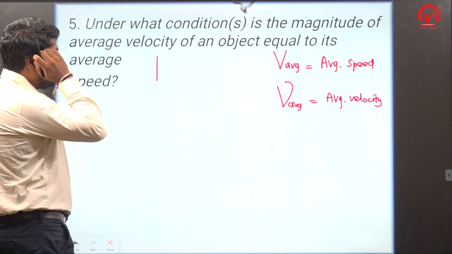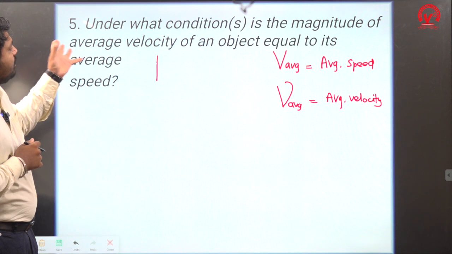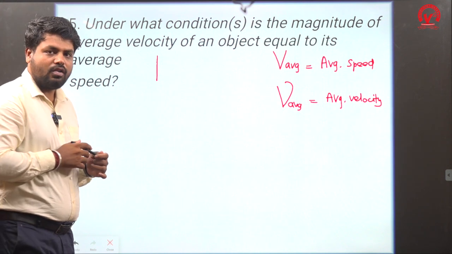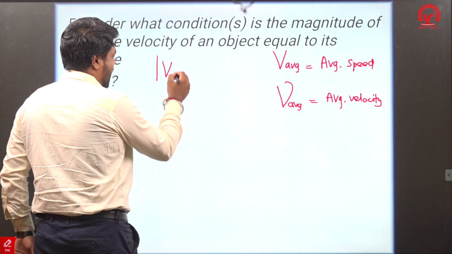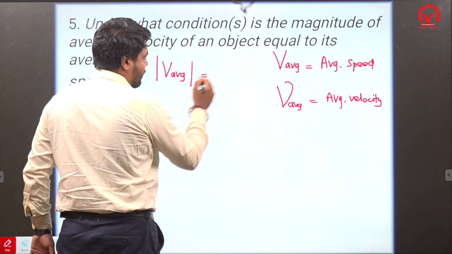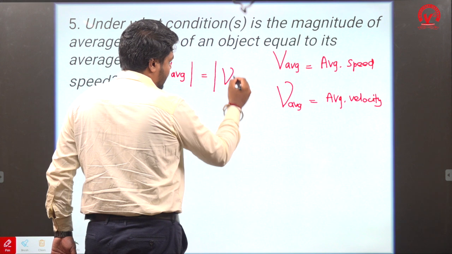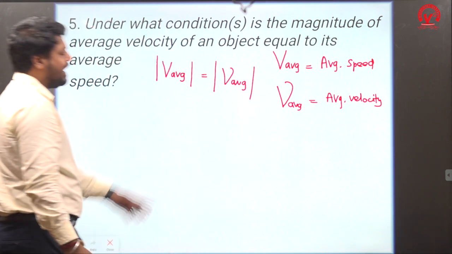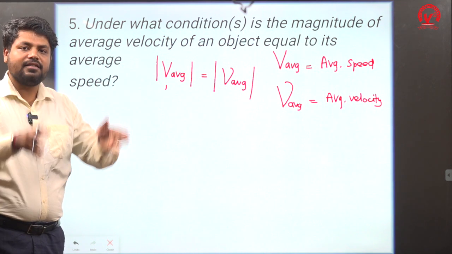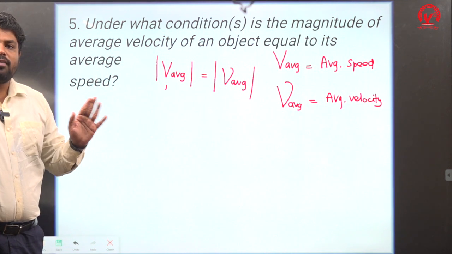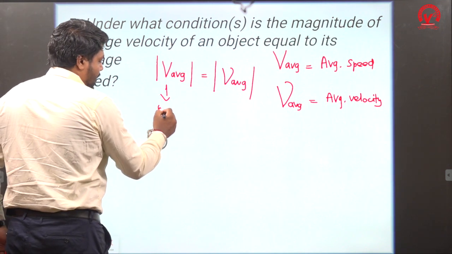They are asking about the magnitude. When will the magnitudes be equal? They don't ask you about the direction. So the modulus of average speed will be equal to the modulus of average velocity. This is what they asked. So I expressed the given terms in a mathematical form. What do you mean by modulus? The modulus of a vector gives you only the magnitude. See, both magnitudes are going to be equal.